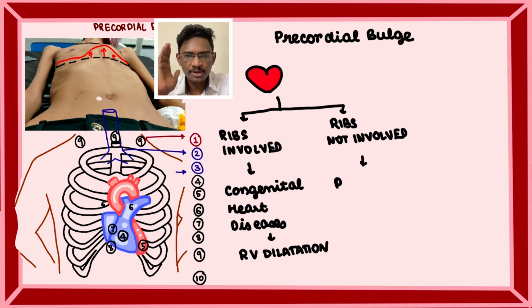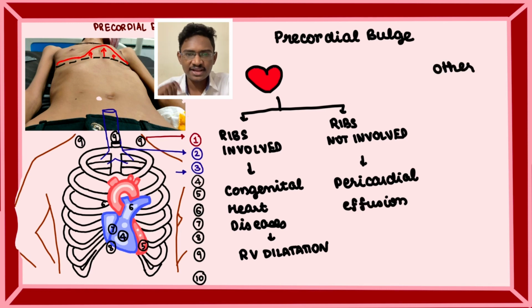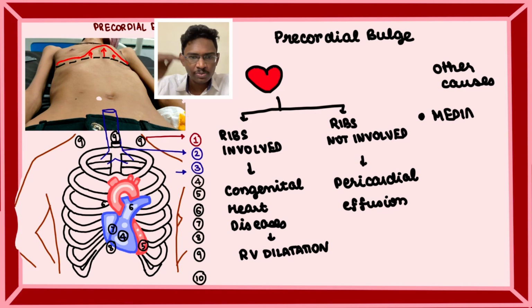So if any pathology is there in the heart before ossification of this area, then this will produce precordial bulge. So any congenital cardiac disease causing right ventricular dilatation, because the right ventricle is just beneath this area, right ventricular dilatation will expand this cartilage as well as the rib. So this will produce the precordial bulge here. If the ribs are not involved, only intercostal spaces are getting bulged. That can happen in pericardial effusions, where fluid accumulates around the heart and lifts off the intercostal spaces. It can't lift off the ribs.